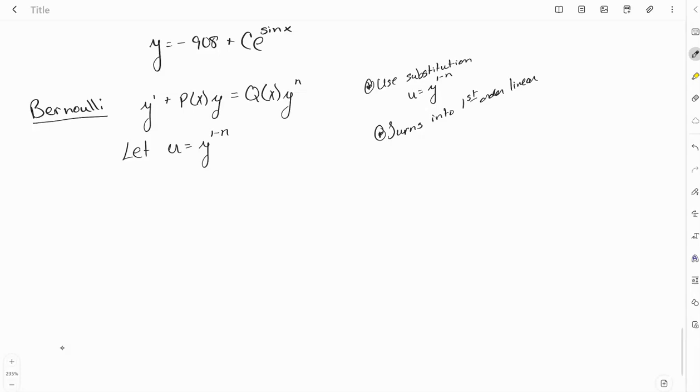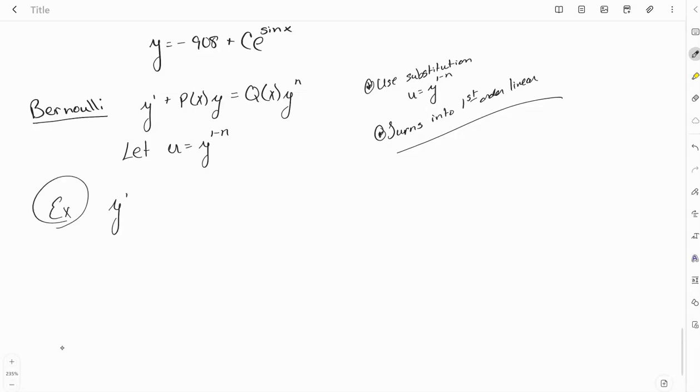And with Bernoulli differential equations, all we do is we make a substitution. We're going to let u equal y to the 1 minus n, and then we're going to have a substitution that we could create for y and y prime. And then that's going to turn this into something that's going to be first order linear. So let's look at an example.